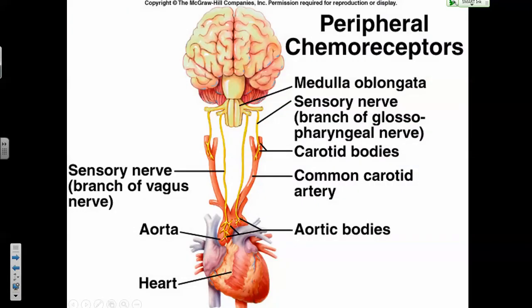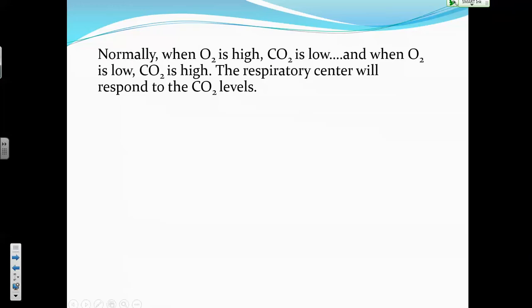So here you see there's the aorta, and these are some receptors in the walls of the aorta. Here are some receptors in the carotid arteries. Those are the ones that are sensitive to oxygen drop, but it takes quite a bit of oxygen drop.